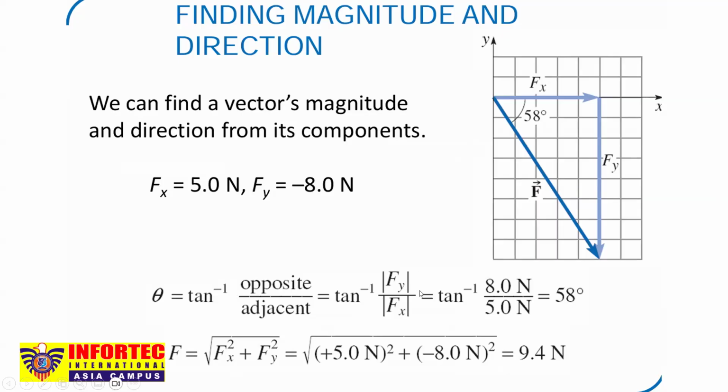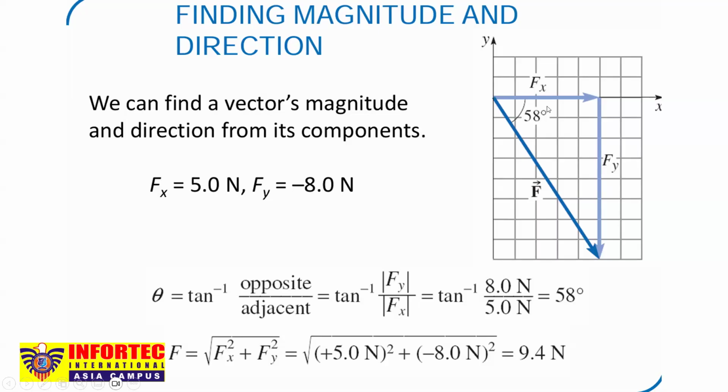But you can see we consider only the mod value of Fy and Fx, not the direction. So theta is equal to tan inverse of Fy over Fx, that is, tan inverse of opposite over adjacent. Then we can write theta as 58 degrees. And the resultant vector is F, right?